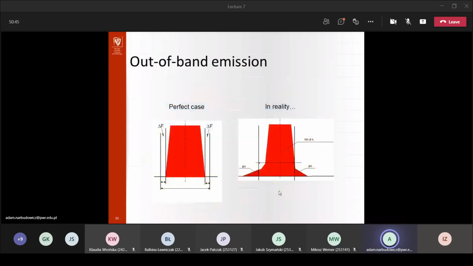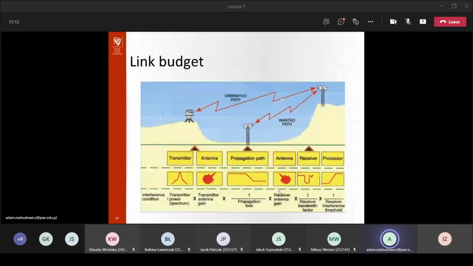Actually, maybe are there any questions towards the intermodulations, out of band emissions, or anything related to the radio signals so far? Okay, wait, I can hear you. So well, I think that's quite understandable.